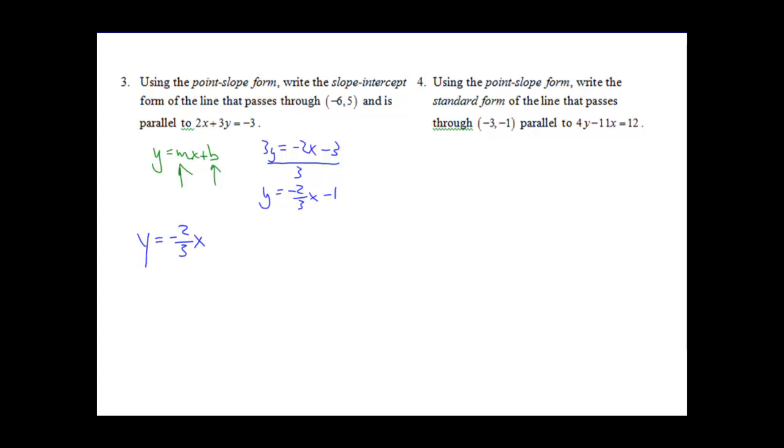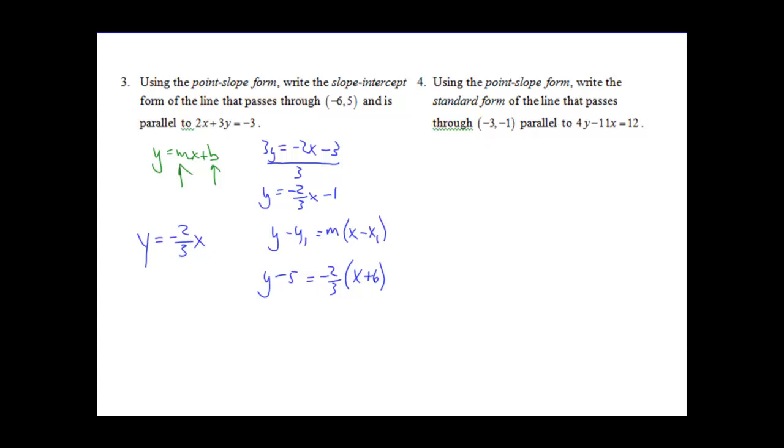We're going to use point-slope form. Let me refresh your memory: y minus y1 equals m times x minus x1. So let's take the point that we know it goes through, (-6, 5). We're going to write y minus 5 equals our slope, which has to be the same as the parallel line, so negative 2/3, times x minus a negative 6, or the opposite of a negative 6, which is a positive 6. So we get this.